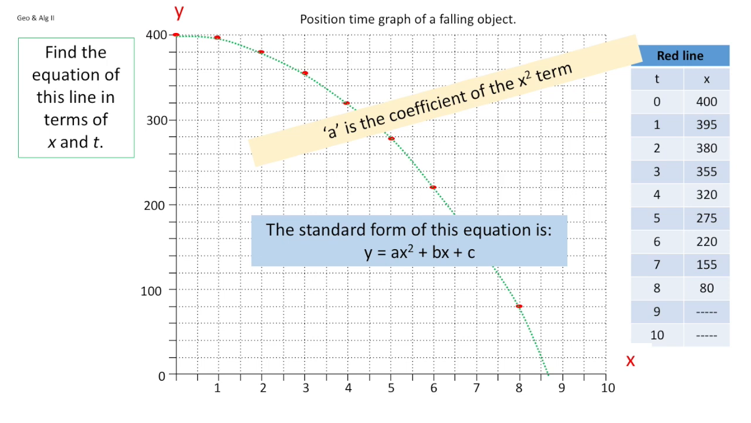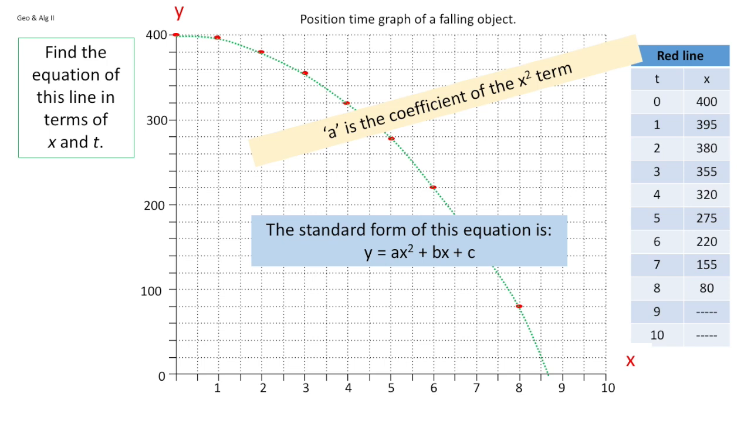Okay, the last thing we're going to address is figuring out a, the coefficient of the x squared term. And that's a little bit more complicated. Hopefully, if you look at this, you ought to be able to tell whether or not a is going to be a positive or a negative number, simply by looking at this graph.